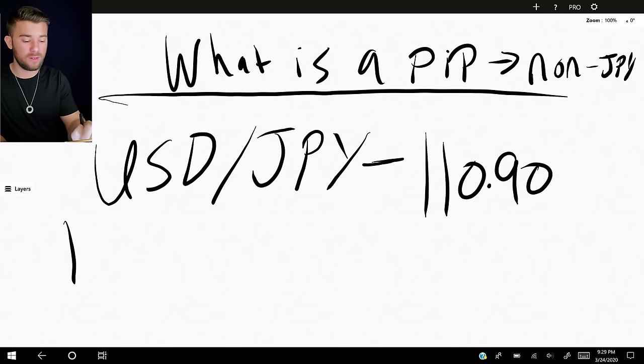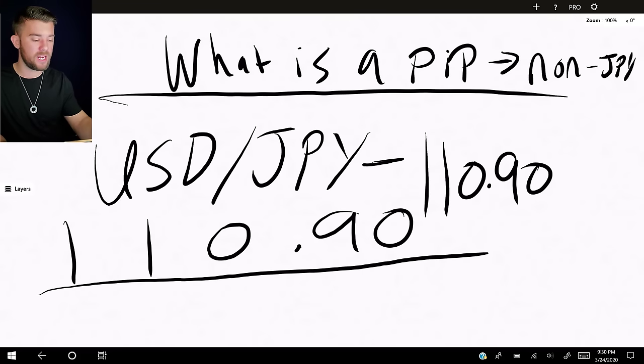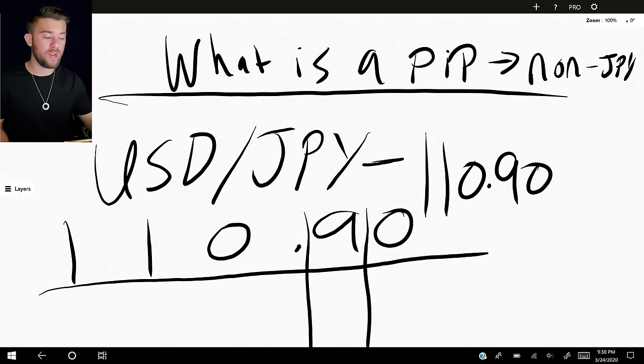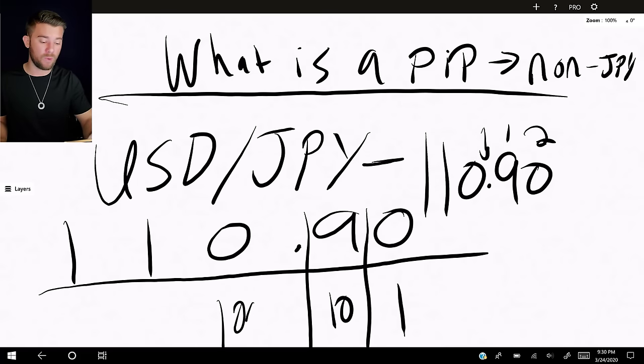We have 110.90. Okay, if we draw our same graph, this is what it looks like now. Now, our one pip is the second decimal place. So what do we have to do? We see our decimal right there. We go 1, 2. The second decimal place is one pip. So this is our ones. What does that mean for the nine in this specific case? That means the nine is going to be our tens and the zero is going to be our 100s.